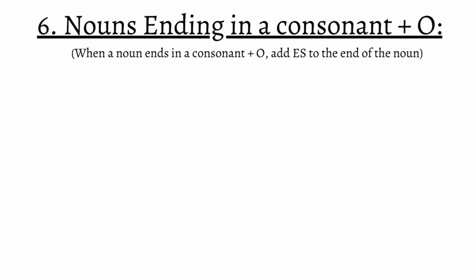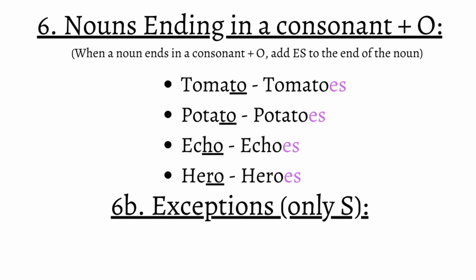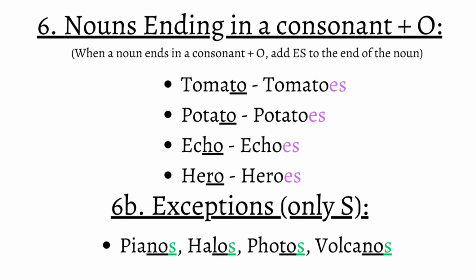When a noun ends in a consonant plus o, we add es to the end of the noun so that the word looks better when written, but when it's sounded, it makes no difference, like tomatoes, potatoes, echoes, and heroes. There are, however, some exceptions with only s, like pianos, halos, photos, and volcanoes.